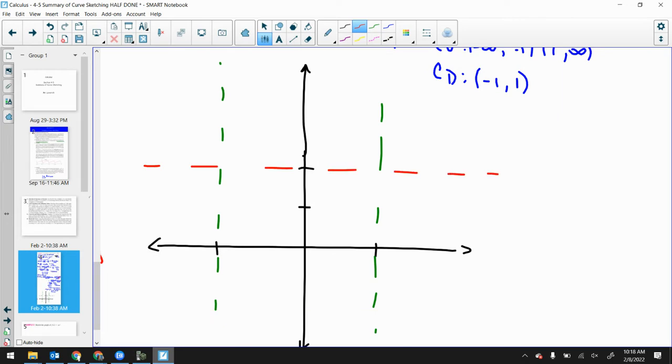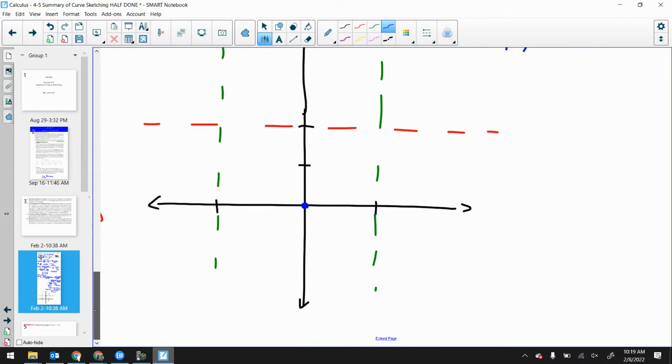Now, from here, I have to see where my critical values are. Well, I know it's got a maximum point at (0, 0). It's got a maximum, so it's going to stay below that. What does it mean for a vertical asymptote? It means it's going to dive down or dive up. Is it going to dive up? No, it's a maximum. So I know that this is the case. And if this is symmetrical about the y-axis, then I know this has to look identical.